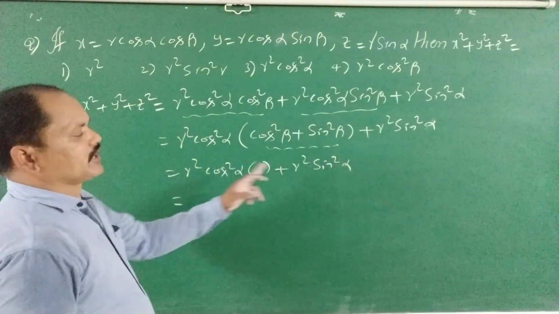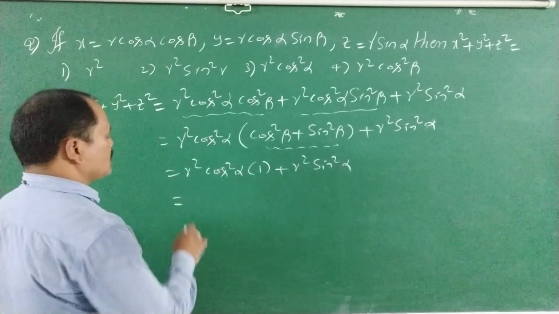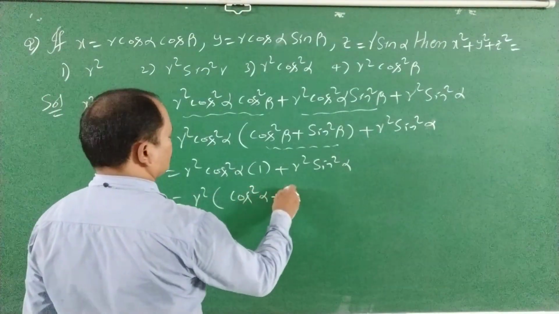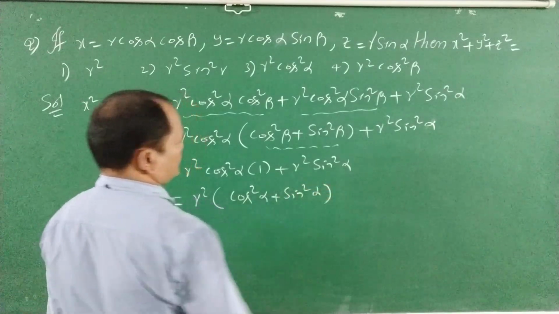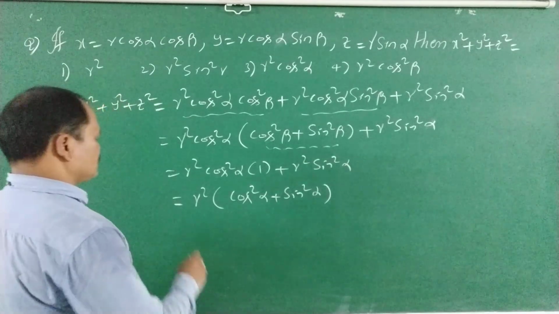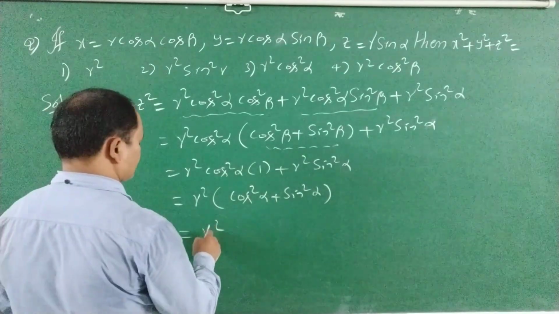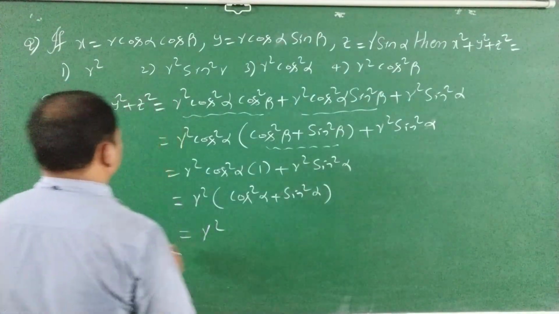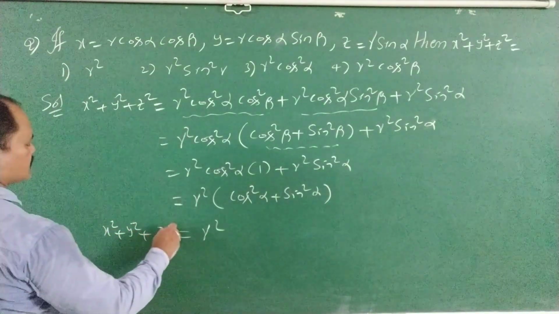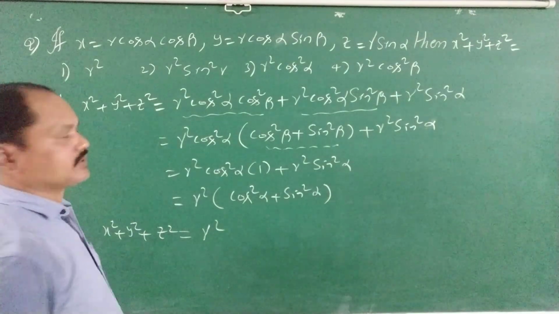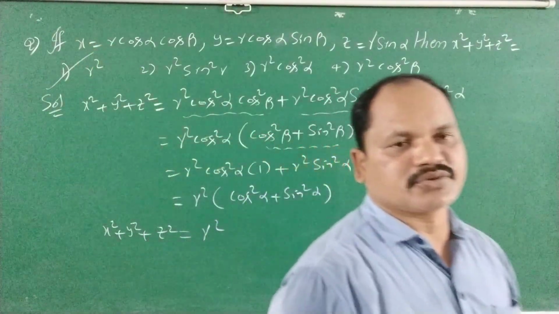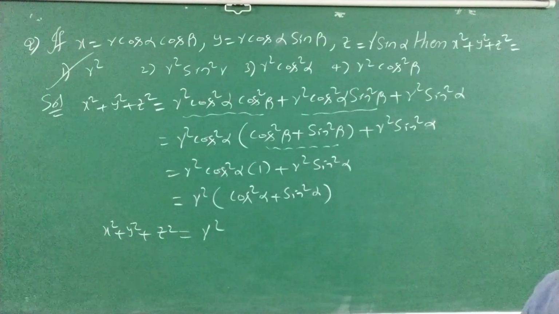Again, we take r square common from these two. Then it is cos square alpha plus sin square alpha. From the same identity, cos square alpha plus sin square alpha is 1. That's why it is r square into 1, that is r square. So x square plus y square plus z square is equal to r square, that is the first option. That's all.